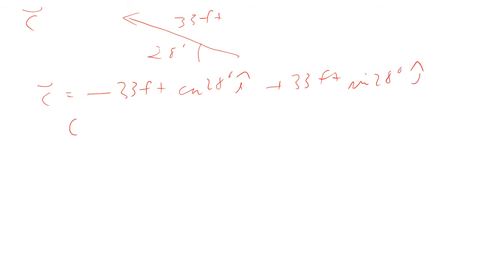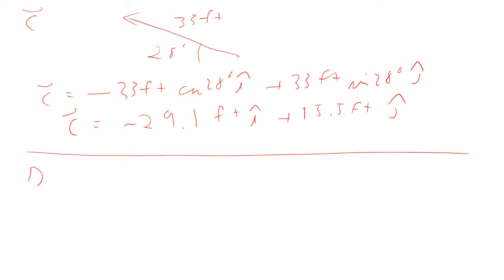The minus sign comes in here because if I say to the right is positive, then going left is negative. So this is minus 29.1 feet I plus 15.5 feet J.